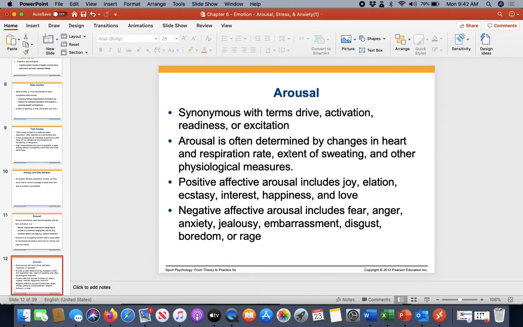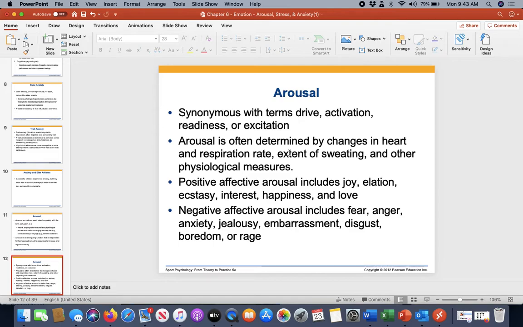Other terms I really like: drive, activation, readiness, or excitation. All of those are really positive words. But again, too much drive, activation, readiness, or excitement, or not enough, and you can see where we're going to have a problem. If you have not enough arousal, the ability to become excited and get yourself pumped up is not there. Overdoing it can create the negative part, where you go overboard and not be able to perform accordingly.